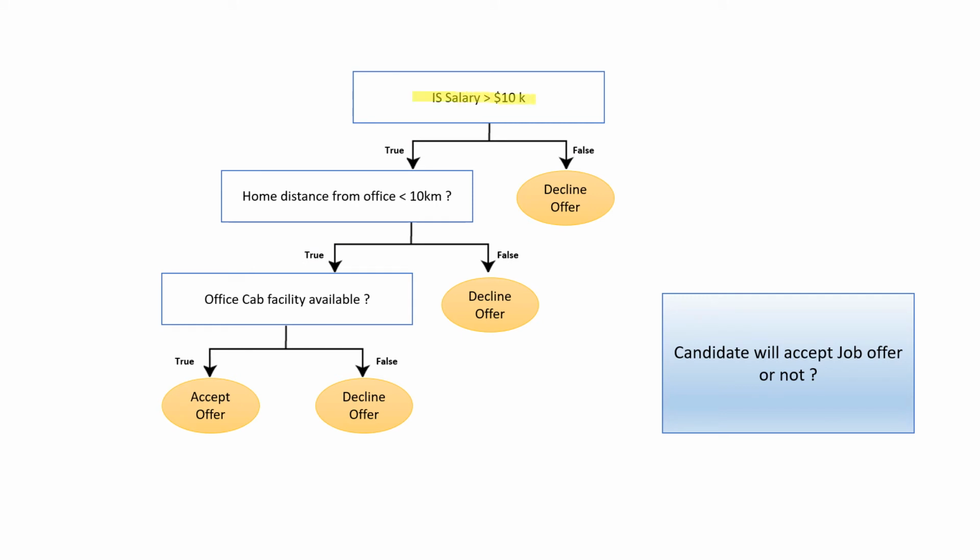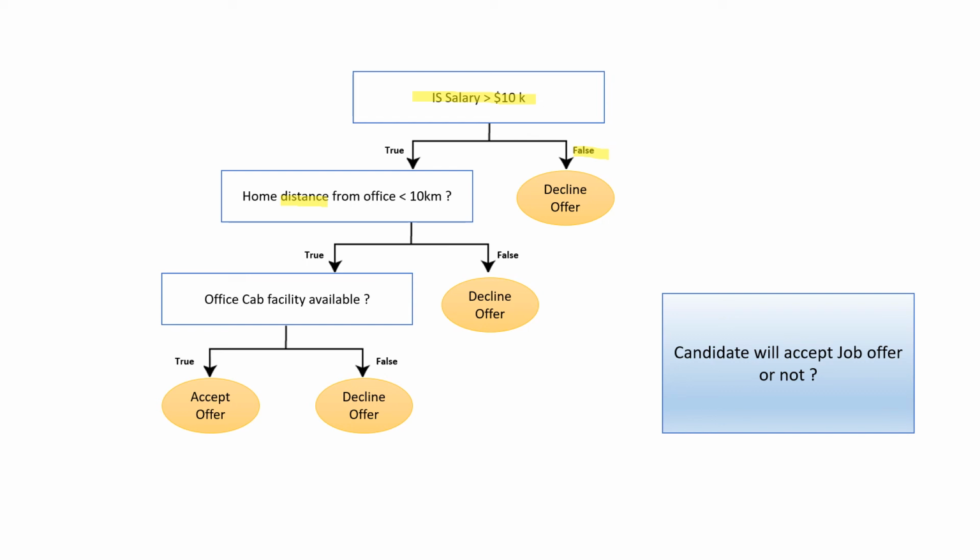So this is our root node, from where the decision tree begins. The first condition being validated over here is the salary criteria. Is the salary greater than 10K? If not, if it is false, it is going to decline the offer. If it is true, do we have candidates who have straight away accepted the offer if the salary is greater than 10K in our data set? No. That's the reason it is again going to look into the other attribute, that is the distance between home and office. If the distance is less than 10 kilometers, will the candidate accept the offer or not?